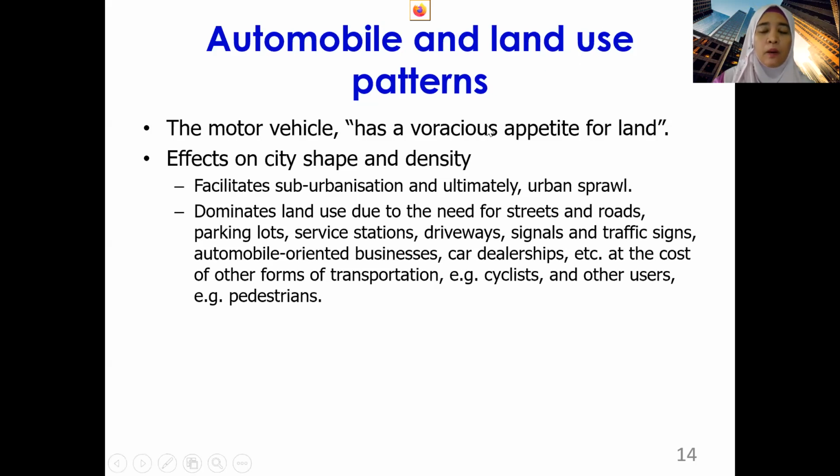Now, effects on cities, and also voracious appetite at the expense of other urban users, not just road users, but also other urban users. For instance, the roads that have to be built to accommodate cars may be used for agriculture or other uses. Now, effects on city shape and density: it facilitates suburbanization, so it facilitates the moving away of the population from the city center, and ultimately urban sprawl, and it dominates land use due to the needs for streets, roads, and parking. So these are the things that I mentioned just now, the voracious appetite.